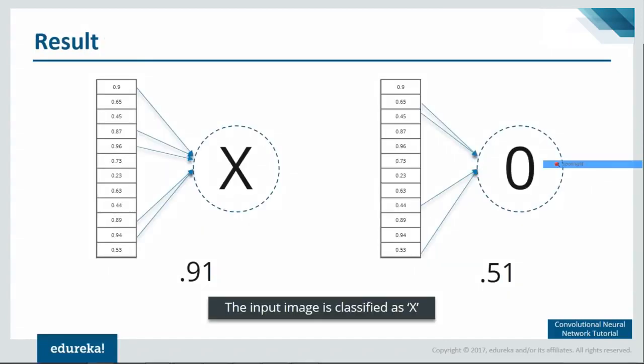So now we notice that 0.91 is a higher value compared to 0.51. When we compared our input image with the values of X, we got a higher value than the value we got after comparing the input image with the values of O. So the input image is classified as X.